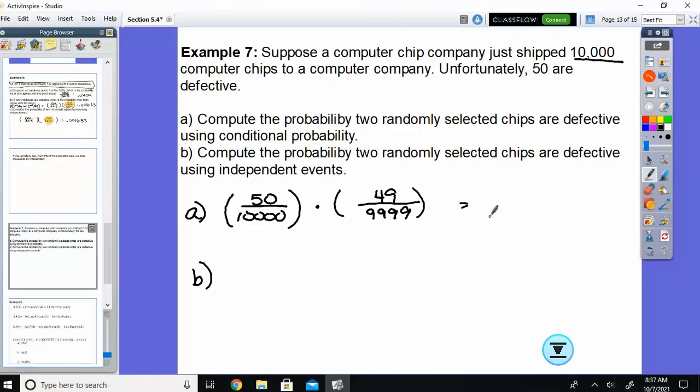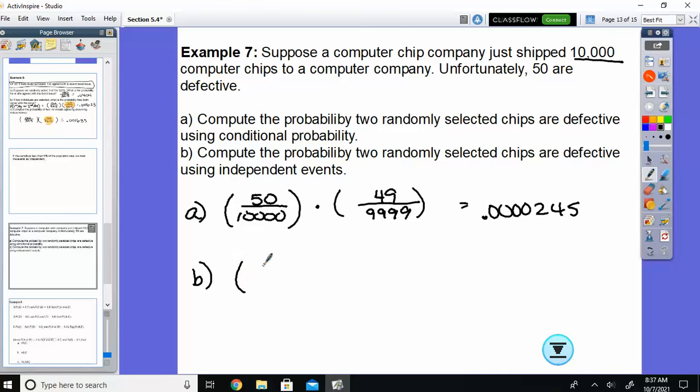Yeah, so it gives you that E -5. That means you move your decimal back 5 spaces. So there's 4 zeros, 2, 4, 5. So a very, very small chance. Which if you think only 50 out of 10,000, are there very many bad ones in there? No, we have 50 bad ones and 9,950 good ones. So it's not very likely that we're going to select 2 bad ones in a row.